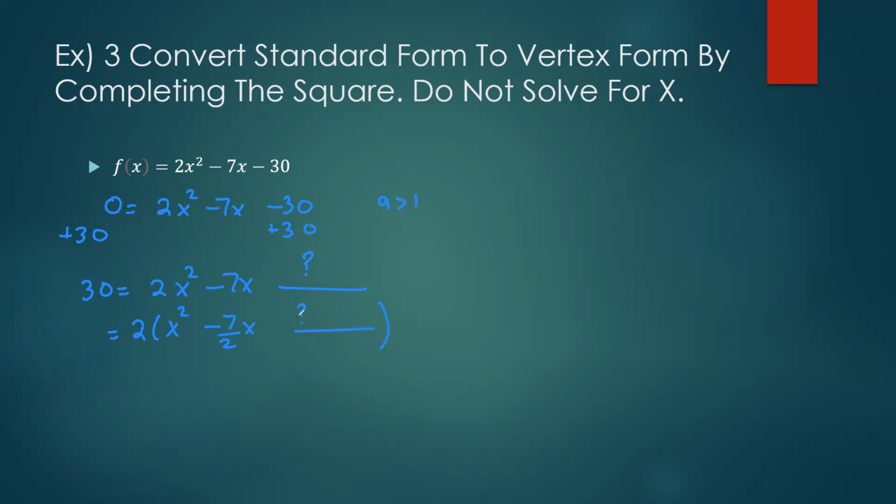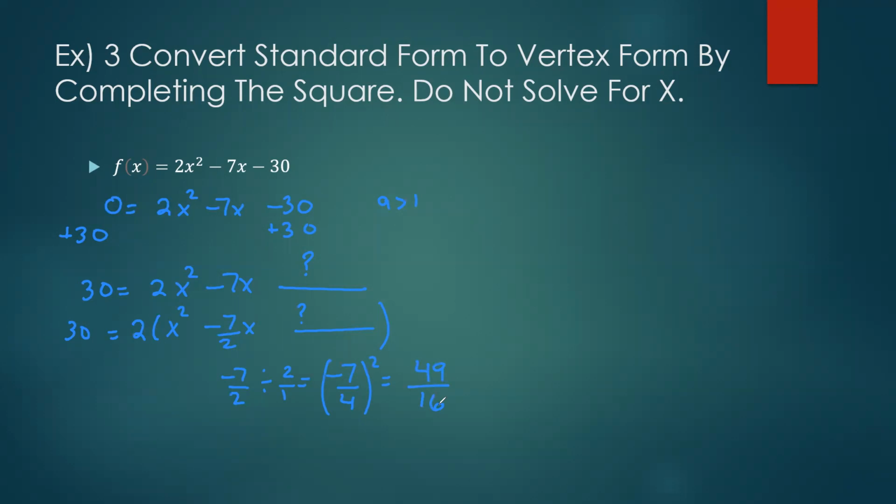So what do we put in this little space? It's half b, and then you square it. So if our b is negative 7 over 2, take half of that, so divide that by 2. That is negative 7 over 4. And then you square that, which is 49 over 16, right?